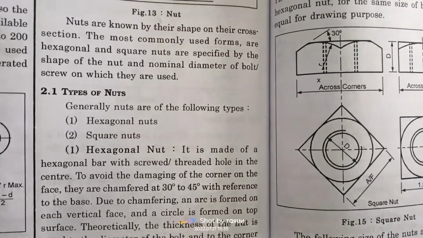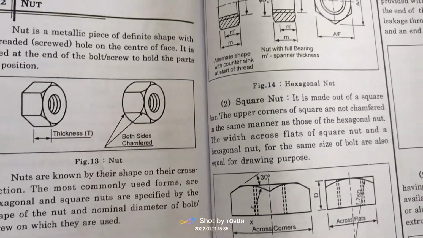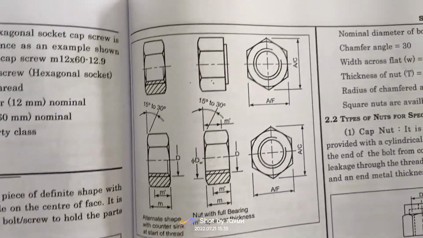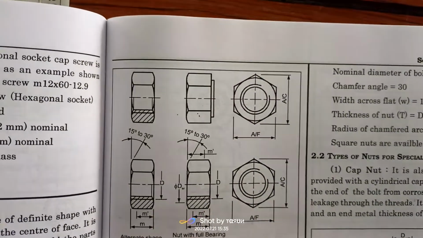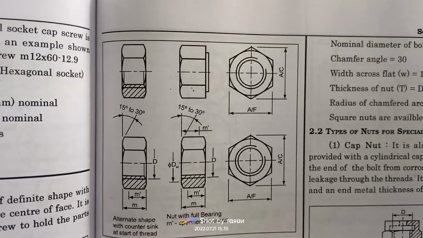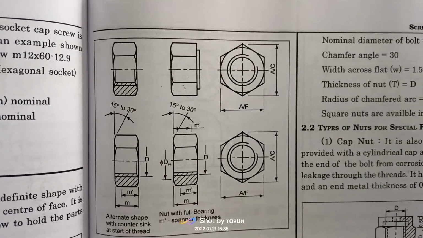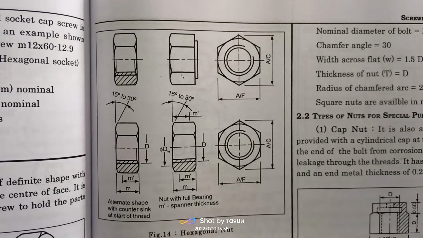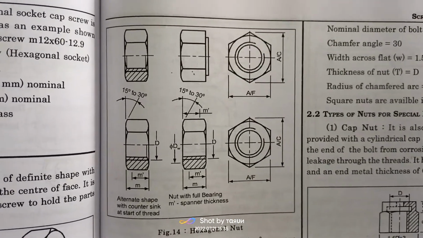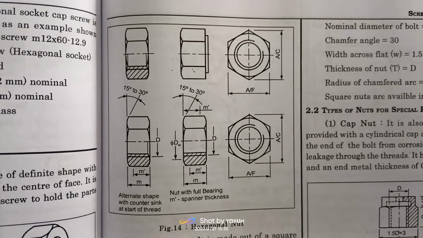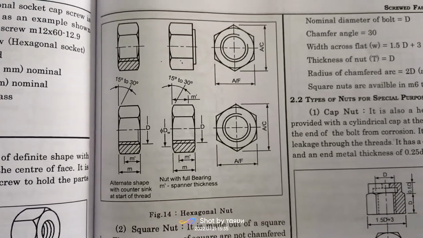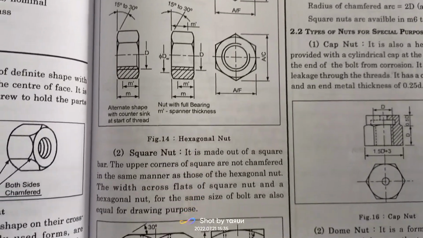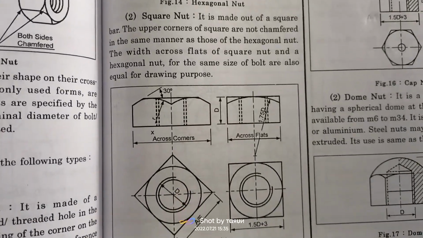Generally the nuts are chamfered at 30 to 45 degrees. Chamfering is done here, at 30 to 45 degrees. This is our hexagonal nut. The front view is a hexagon. Next is the square nut. This is our square nut.